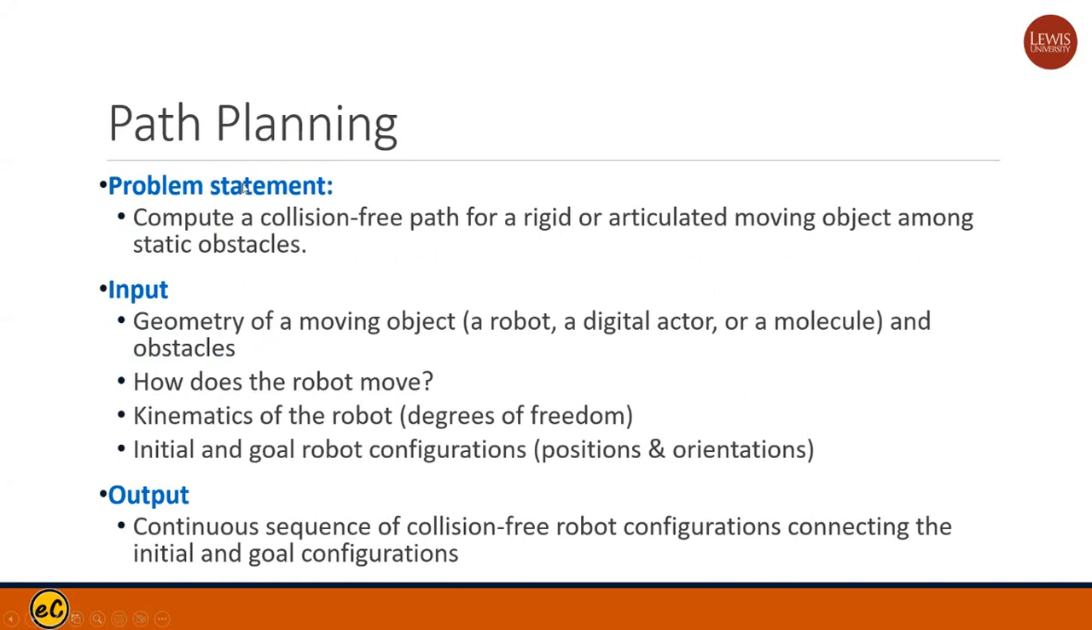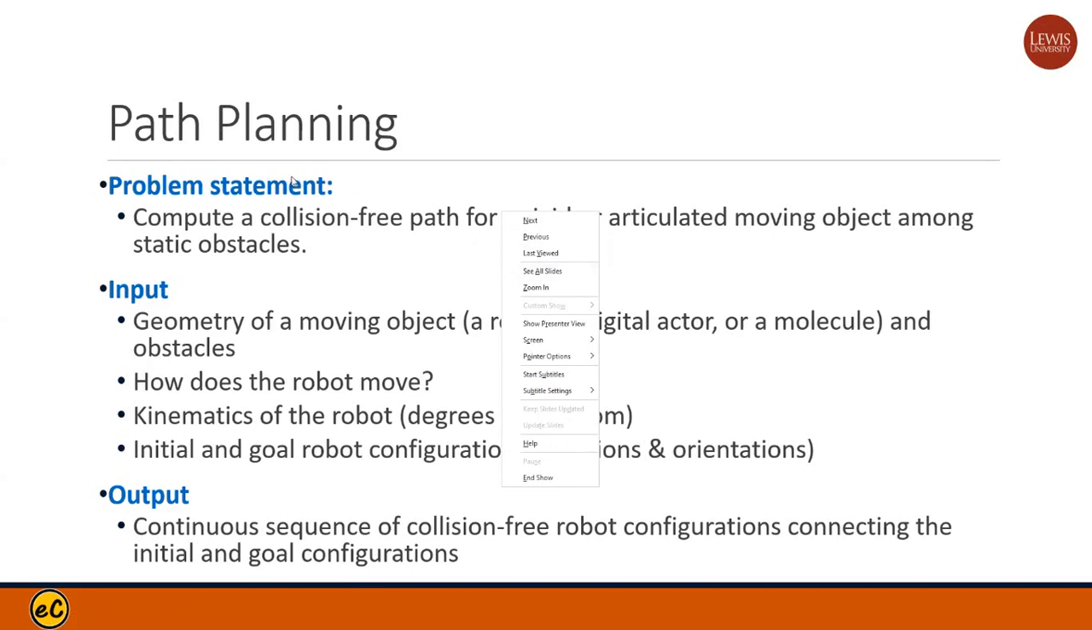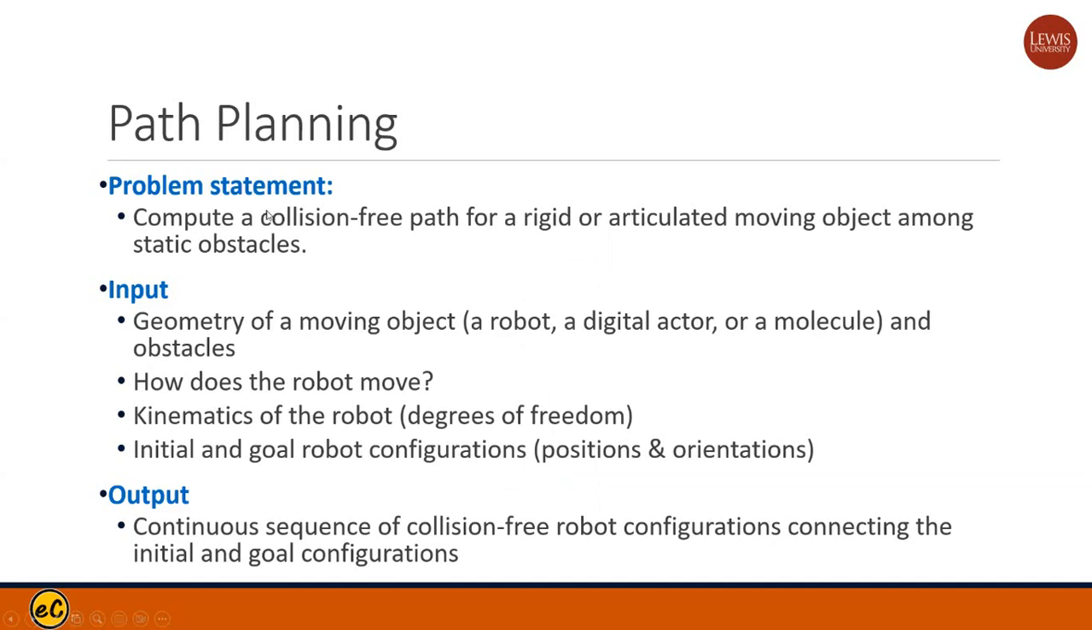Okay, so path planning is that you want to generate your trajectory based on certain paths. Path is your destination that you want to go to. You will input the geometry of a moving object and the obstacles, and how your robot can move. Then you need the kinematics for the robot and the initial and goal robot configurations. That's your input. Your output is a continuous sequence of collision-free robot configurations. So the output is your planning result. That would be your control variable that controls you through the configuration space so that your robot can travel from the source to the destination.